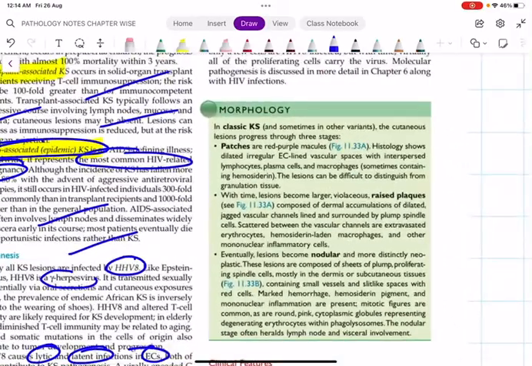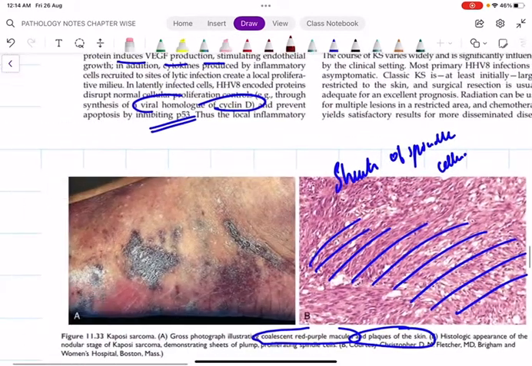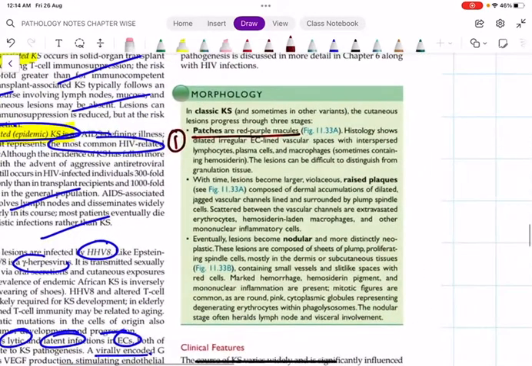Remember, in classic Kaposi sarcoma, the lesions progress through 3 stages. I told you, red to purple macules or plaques. It does not occur suddenly; we have some stages. Number 1, patches. What are patches? They are red purple macules. I have shown the picture, no? You can see here, these are red purple macules. Histology shows some dilated endothelial cell lined vascular spaces with interspersed plasma cells, lymphocytes and macrophages.